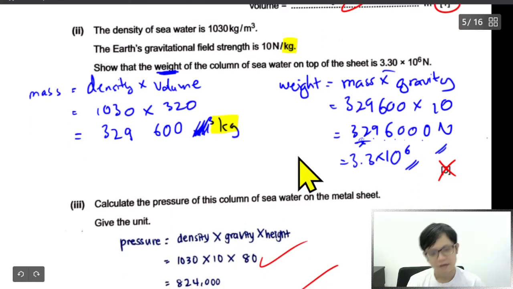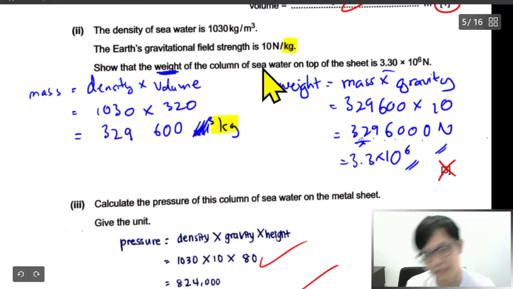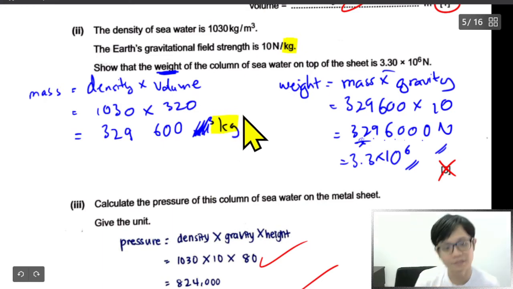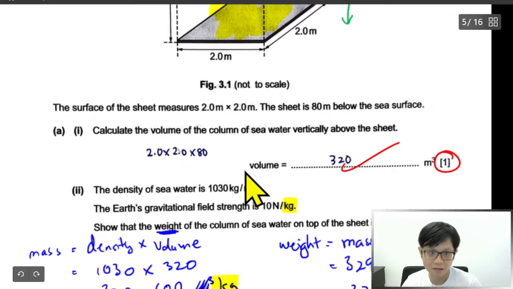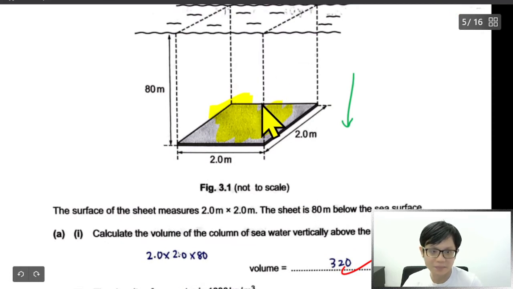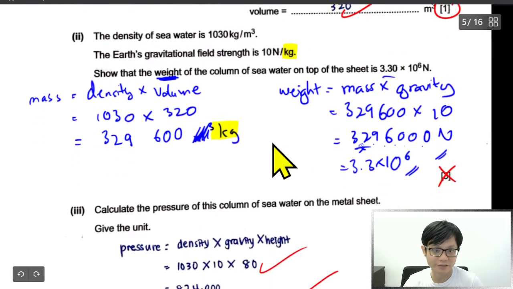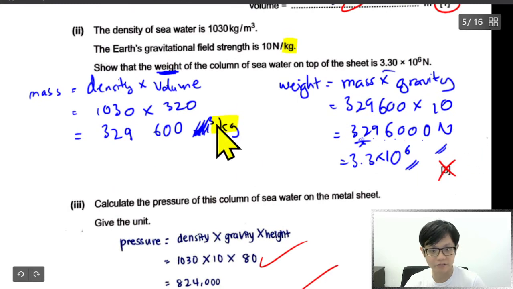Can? Yeah, so actually the whole question usually tends to ask more about pressure, because it makes sense: as you go down deeper, the pressure will be higher. Of course the weight is more, but this one is easier, right? You just need to get the mass and then times the gravity.